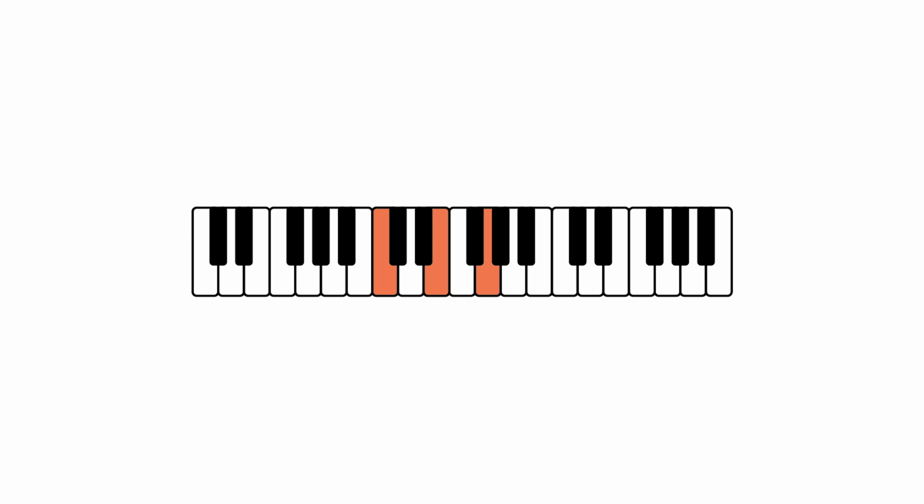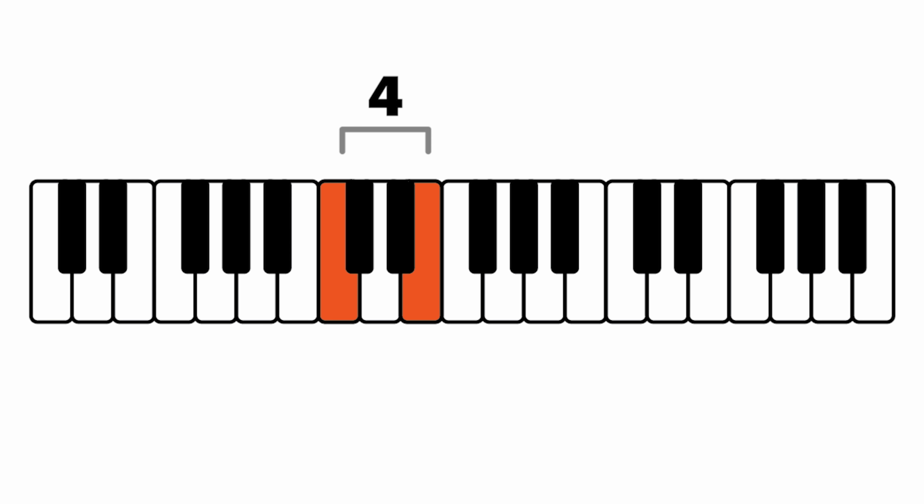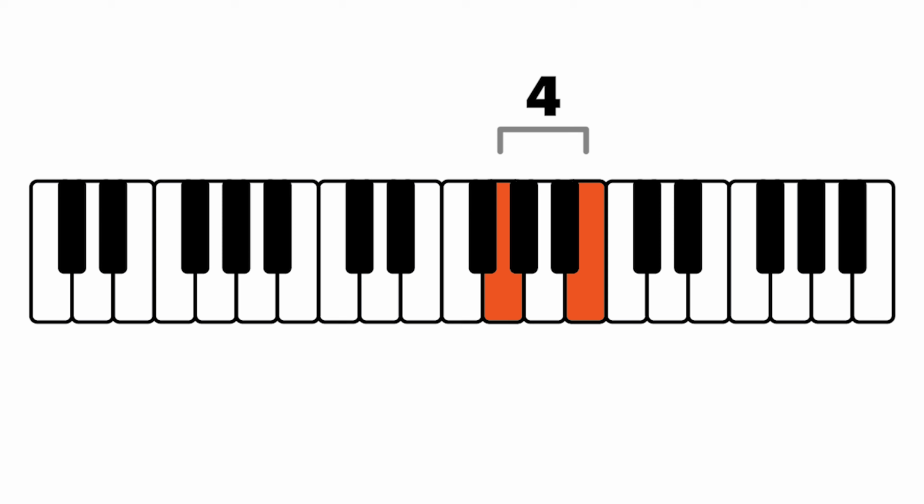Let's say you start on a note, and you count up to the 4th key. That 4th key is your target note. Each key, white or black, counts as 1 half step. So the number of half steps between 2 notes is what defines the interval. An interval is just a way to compare the space between any 2 notes. Take this example. These 2 notes are 4 half steps apart.